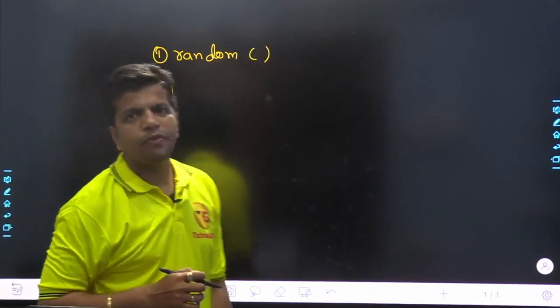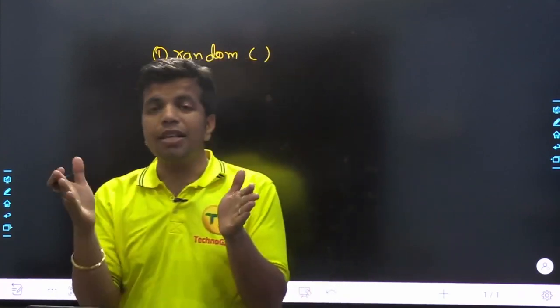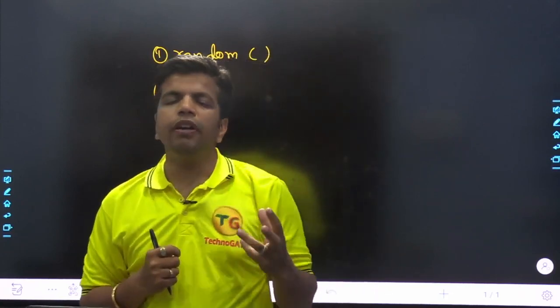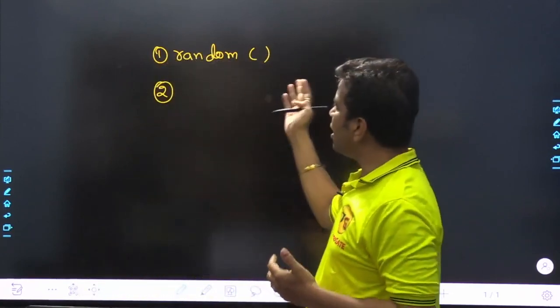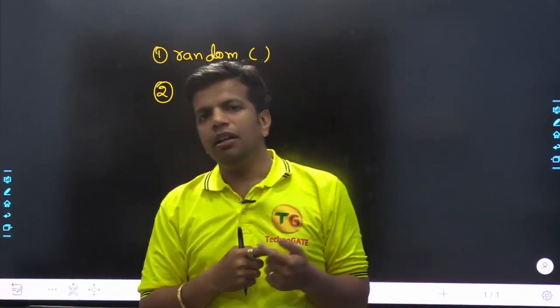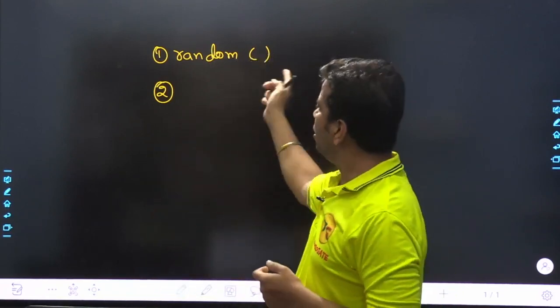Ultimately, random numbers means what? Either we can generate a random number within a specific range, or we can generate any random number. So there are 4 different ways to generate a random number. We can use the random method, which is available in the math library. So we need to import that math library and then we can use it to generate random numbers.